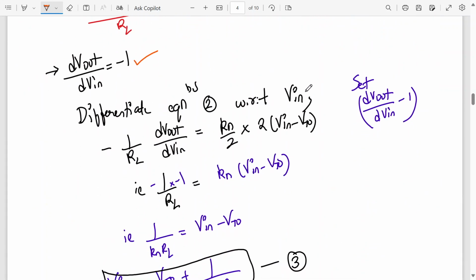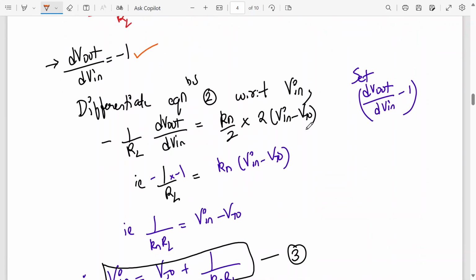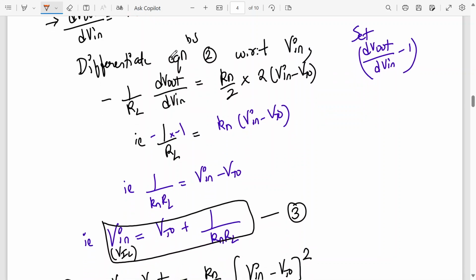So now we differentiated equation number 2 with respect to V in. So what do we get? -1 upon RL. dV out by dV in is equal to Kn by 2 into twice V in minus VTO. Okay. So here dV out by dV in, we have to set equal to -1. Alright, so that's how the expression of VIL is. VIL is VTO plus 1 upon Kn times RL.